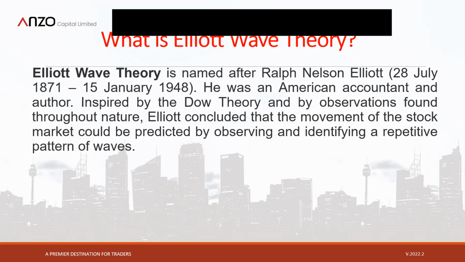Now, what is the Elliott Wave theory? Elliott is actually somebody's name. The Elliott Wave theory is named after Ralph Nelson Elliott, who died in January 1948. Not very important, but the point is, he was an American accountant and author, and he made an observation by looking at price movement in the chart. By looking at stock prices, he was able to observe that there were repetitive patterns in the way the price moves.